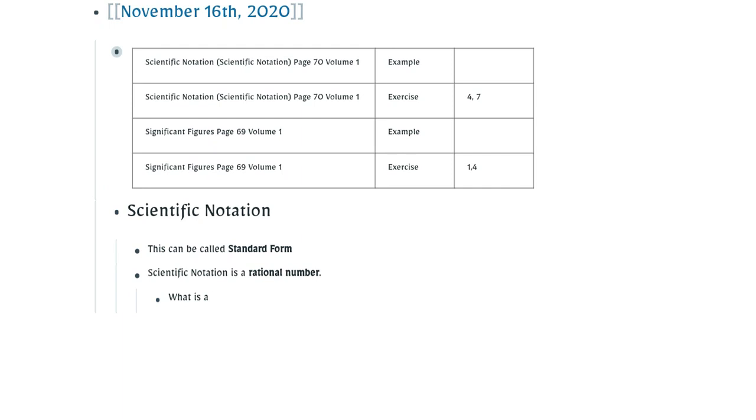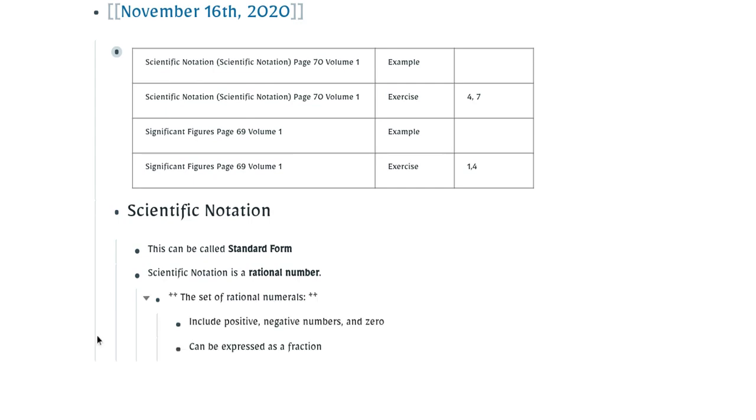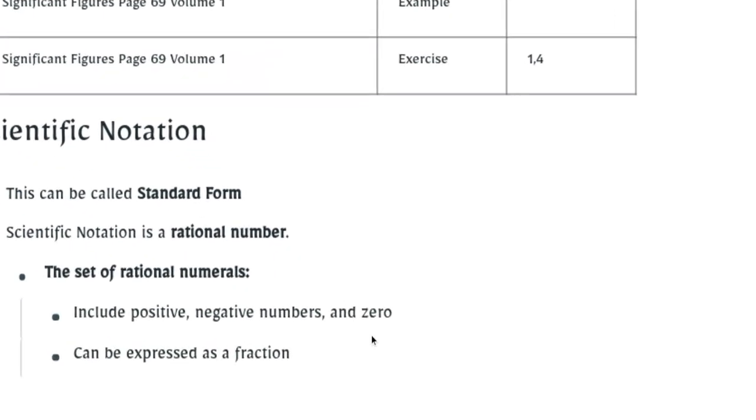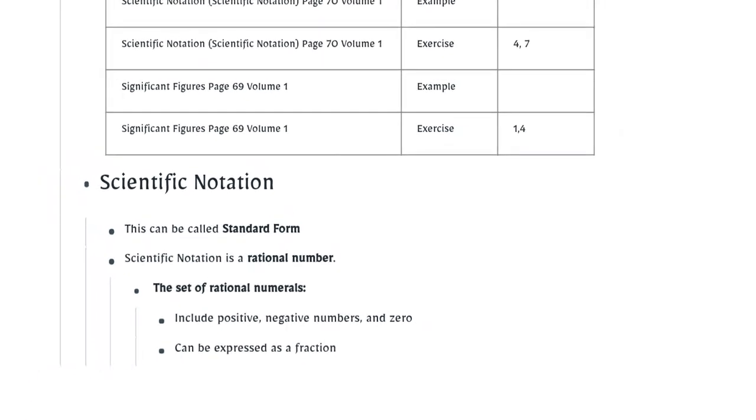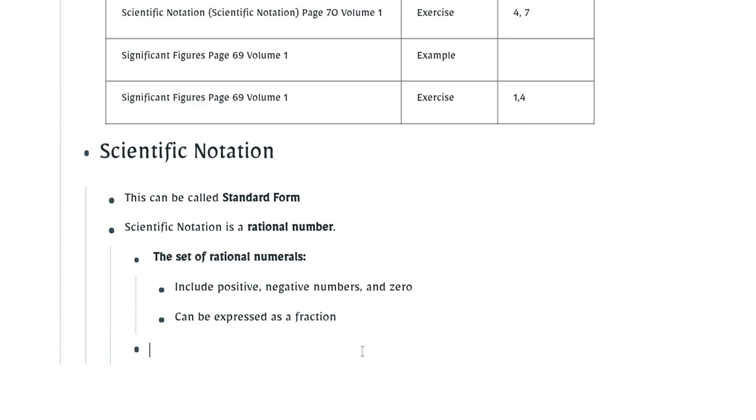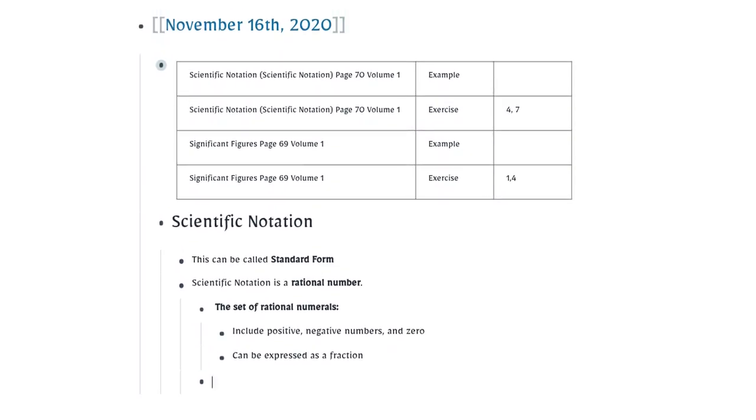Right. So we're saying that standard form is the same thing as scientific notation, but it can be called a rational number. But what exactly is a rational number, right? A rational number is essentially a set of positive, negative, or zero numbers, which you can express as fractions. So these are rational numbers. All right? So if I have, for example, 0.003, that's a rational number, which I can express as a scientific number or in standard form.